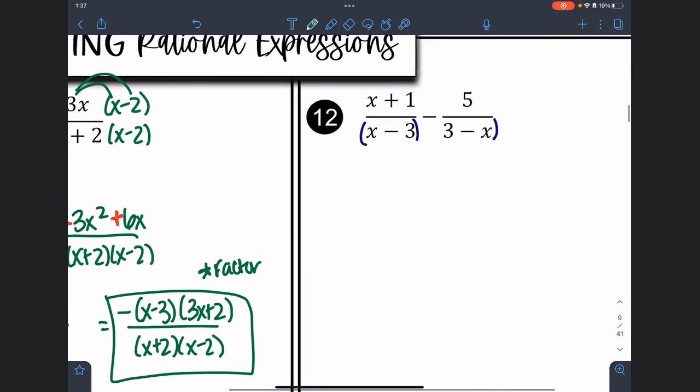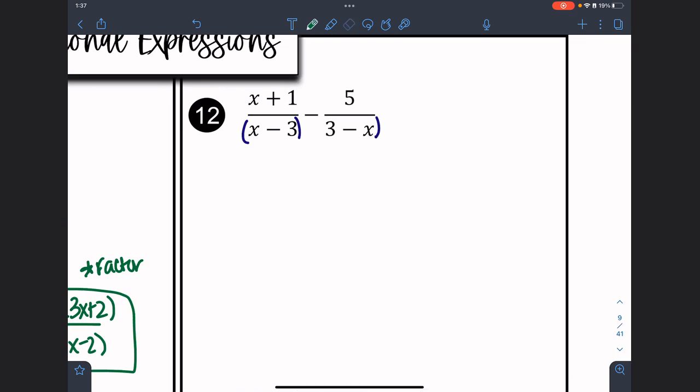Okay, so let's look at number 12. So number 12, we have x minus 3, 3 minus x.